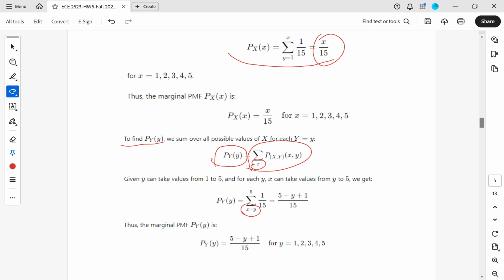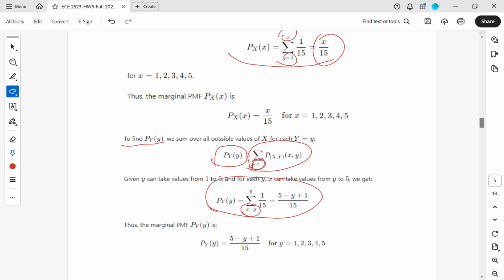So when you want to sum, the same way that here we count from 1 to X for Y, we have to count from Y to whatever upper limit X is at. Are we good? So that way, we can calculate the marginal PMF for Y.